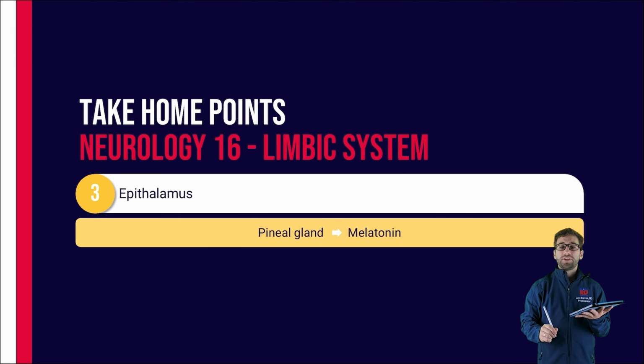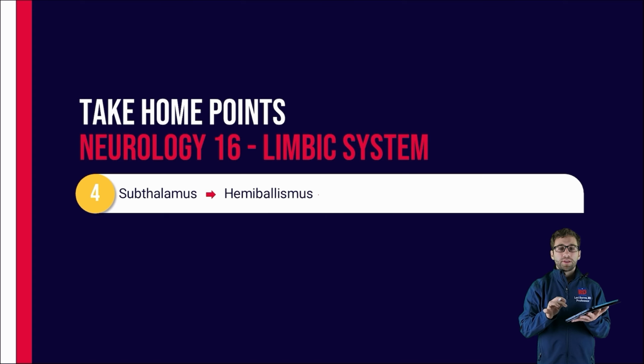And finally, the subthalamus plays a vital role in motor control. A lesion in the subthalamus can lead to hemiballismus, characterized by involuntary flinging movements of the limbs on one side of the body. This condition results from damage to the subthalamic nucleus, which disrupts the regulation of motor pathways.